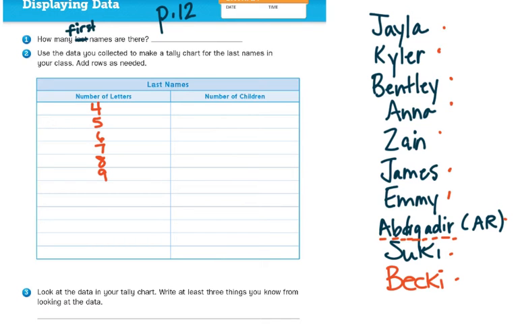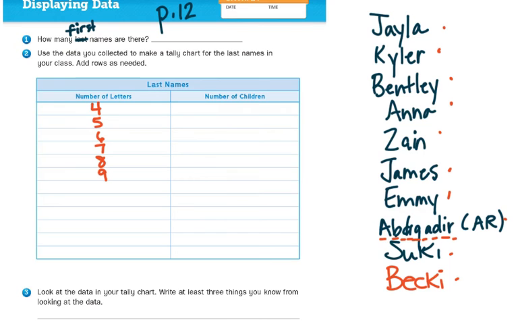There might not be some names that fit, just like there might not be some. Do you remember there were no students that could do 4, but that still was part of our graph? That will happen here. So let's go ahead and count Jayla's. How many letters in Jayla's name? 1, 2, 3, 4, 5. So let's make a tally mark and I'll cross her off.